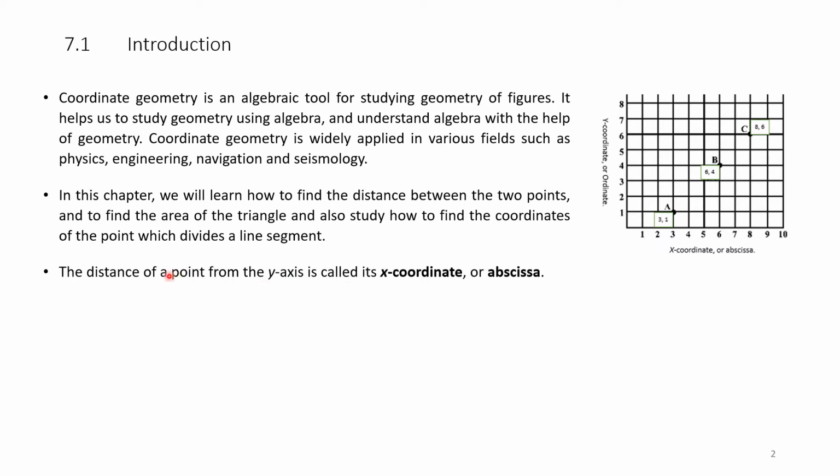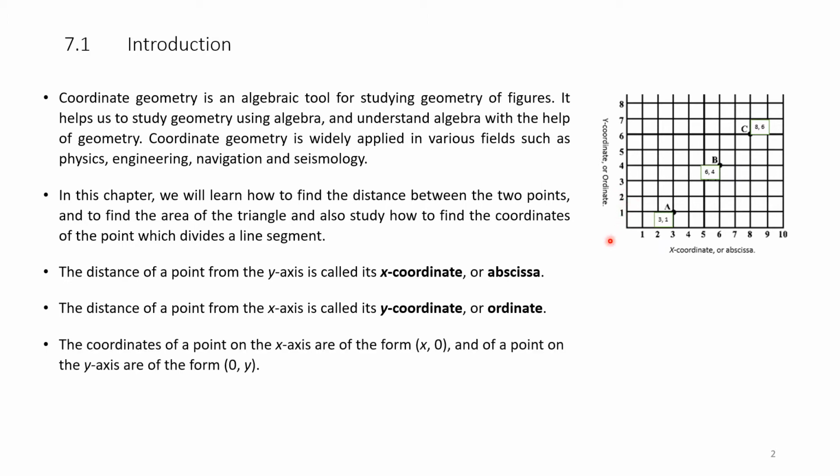The distance of a point from y-axis is called x-coordinate. Hence, this is y-axis and the distance from it is called x-coordinate or abscissa. The distance of a point from the x-axis, so from the x-axis, this is the horizontal line and we are measuring distance along the y-axis. This distance measured from the x-axis is called y-coordinate or ordinate.